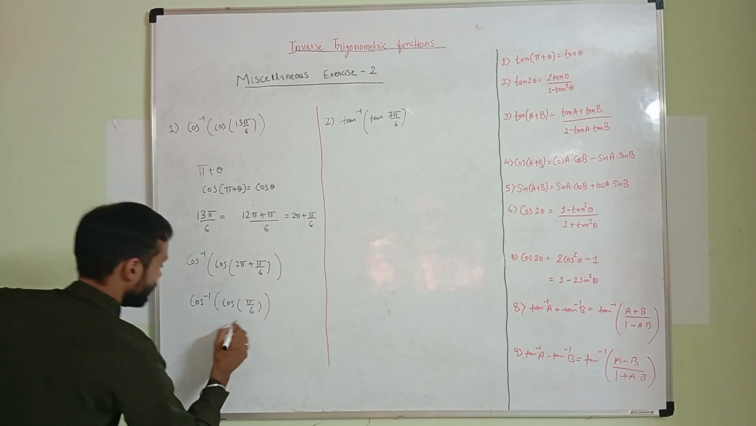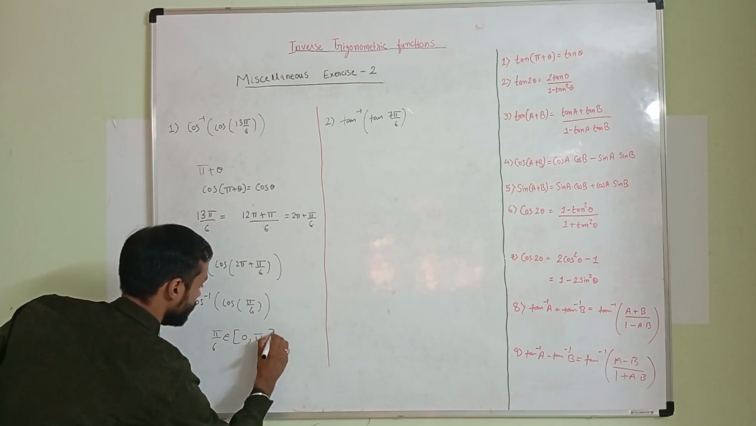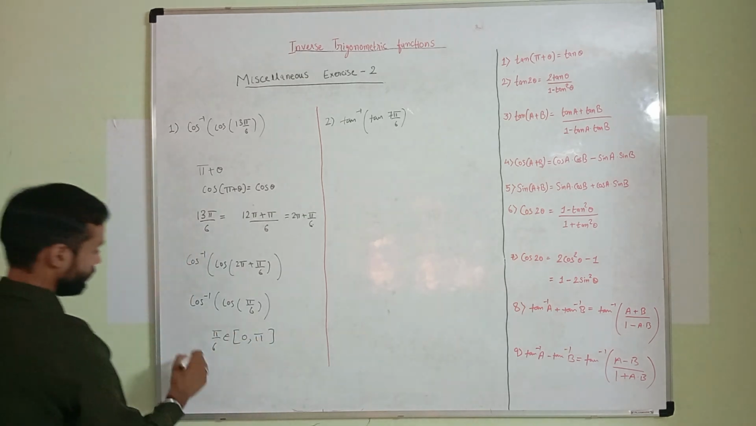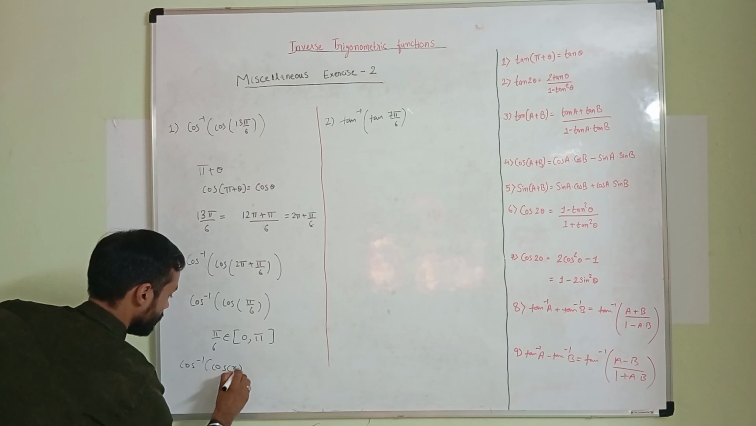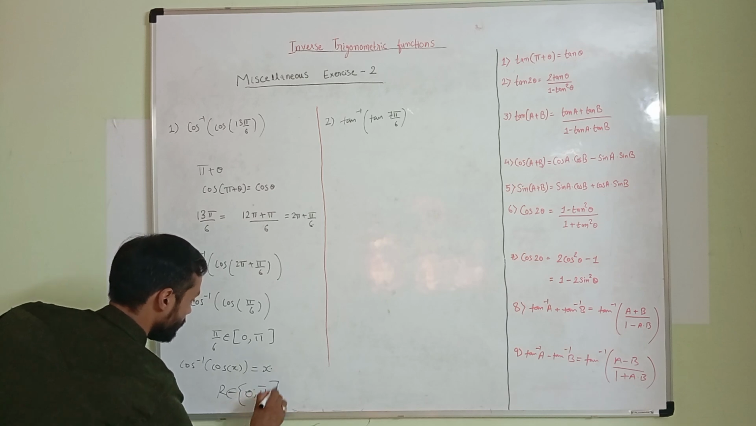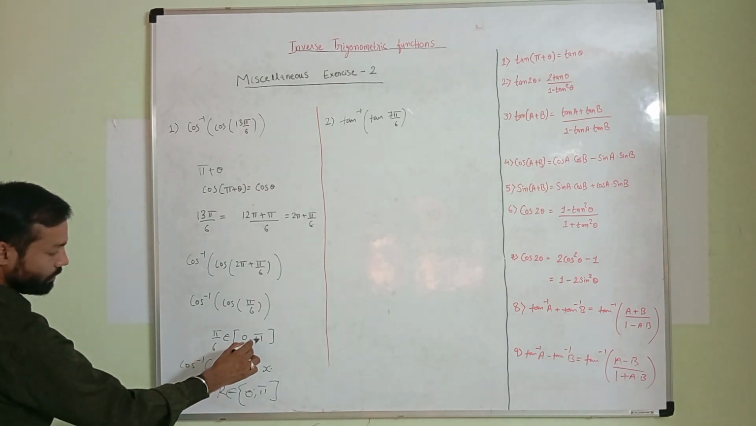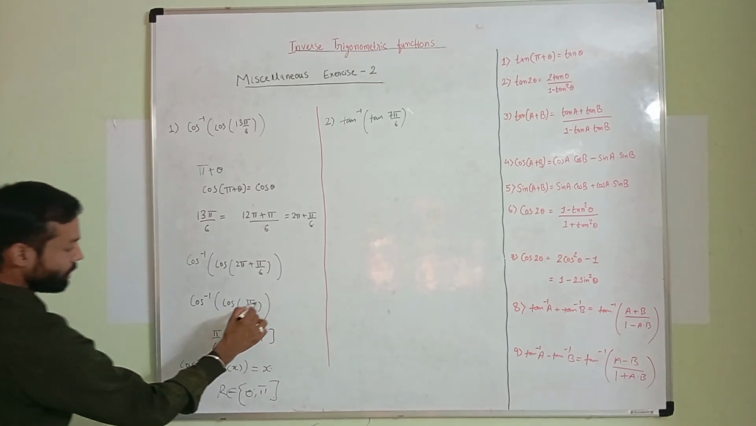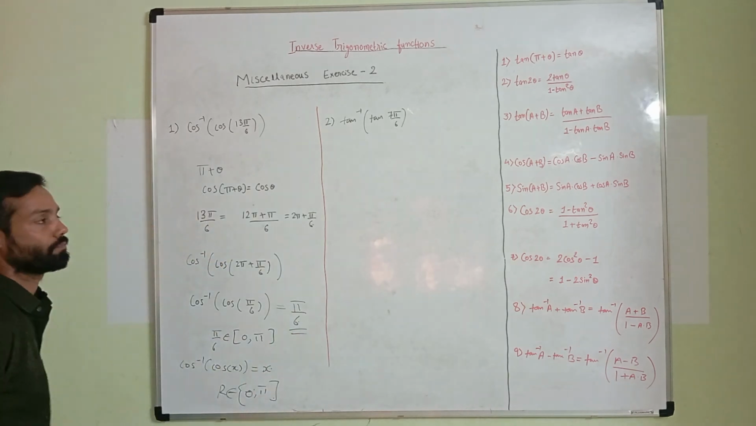Now since this pi by 6 belongs to 0 to pi, we know that cos inverse of cos x is equal to x only when x belongs to the range 0 to pi. Hence, since pi by 6 belongs to 0 to pi, we can write cos inverse of cos pi by 6 equals pi by 6, which is our answer.